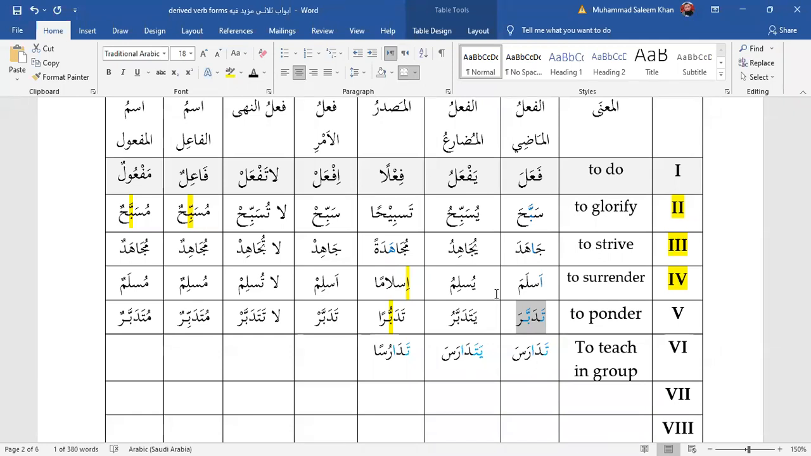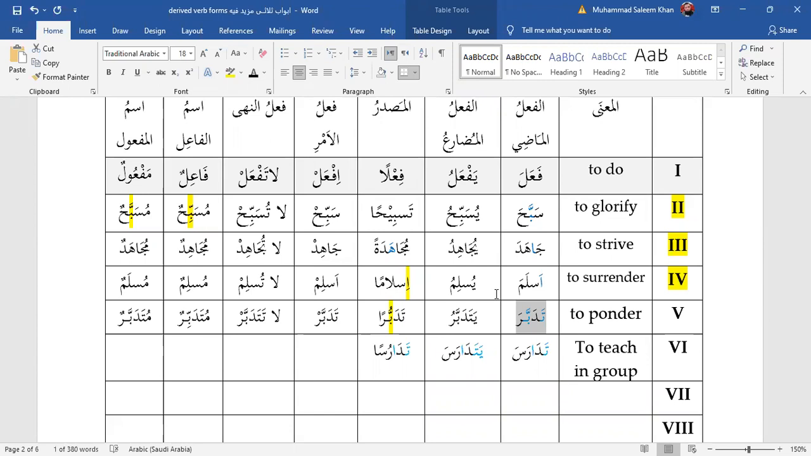Rajja'u tarjiyan, to make someone return something. So this is when you cause someone to do something. Zawwaja, yuzawwiju, tazweejan. Zawwaja means to marry someone to somebody.